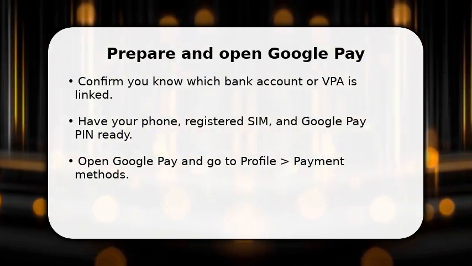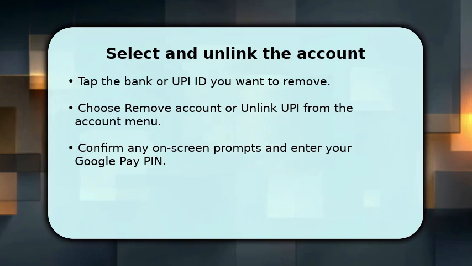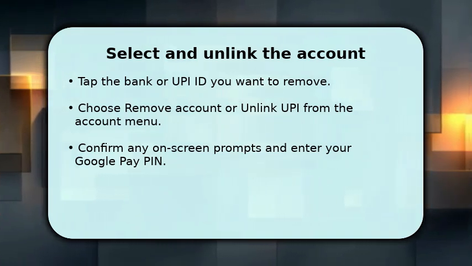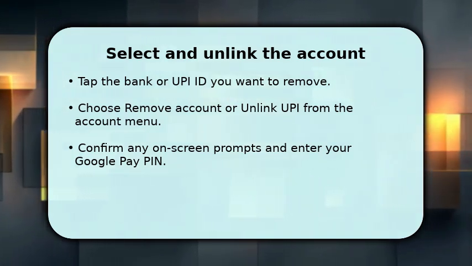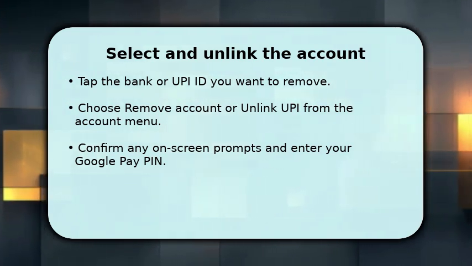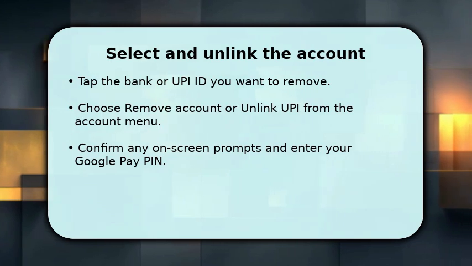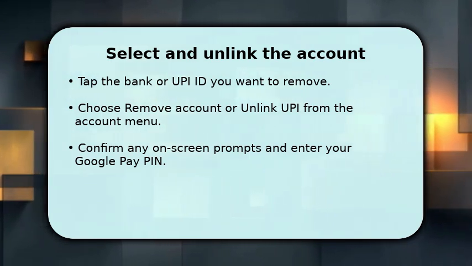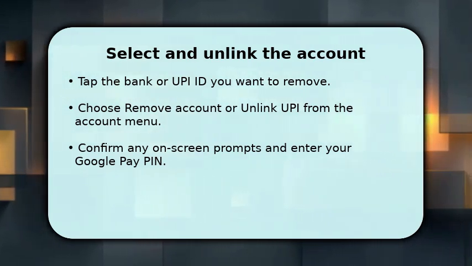You now locate the specific bank account or UPI address in the Payment Methods list and tap it to open details. Next, choose the Remove Account or Unlink UPI option shown in the menu. This initiates the unlink process and tells the app to stop routing transactions through that VPA.